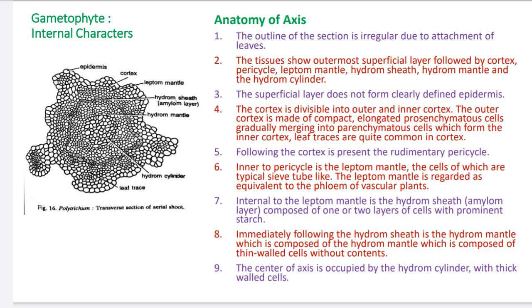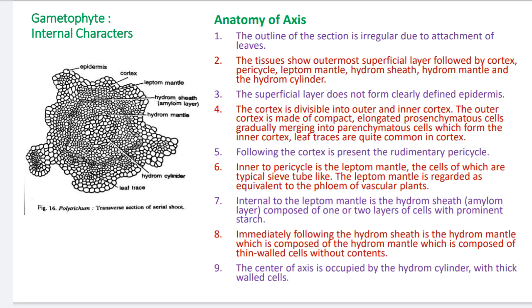So internal to the leptome mantle is the hydrome sheath, and this hydrome sheath stores the food material in the form of starch. Number 8. Immediately following the hydrome sheath is the hydrome mantle, which is composed of thin-walled cells without contents.